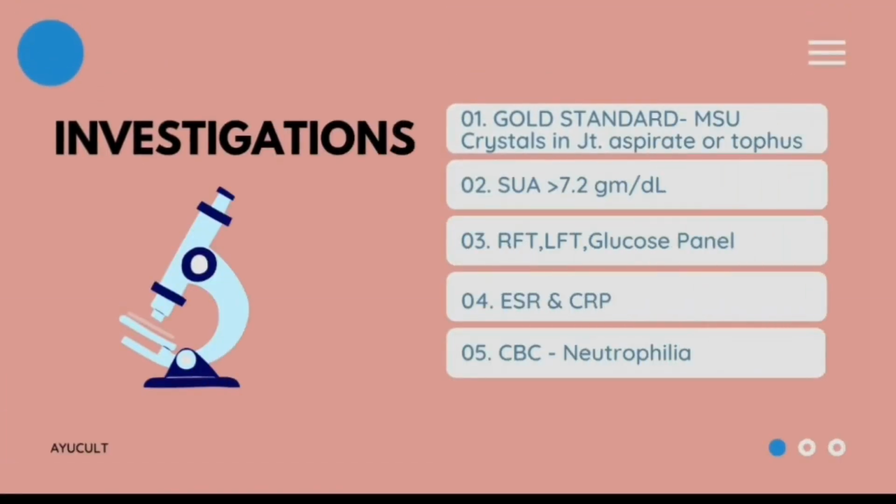Let us study the laboratory investigations first. The gold standard investigation of gout is the presence of MSU, monosodium urate crystals, in joint aspirate or tophus or bursa. Serum uric acid level greater than 7.2 mg per dL. This is seen often but not always. Check the RFT, LFT and glucose panel to assess metabolic syndrome. ESR and CRP are elevated since they are inflammatory markers, and CBC shows neutrophilia.